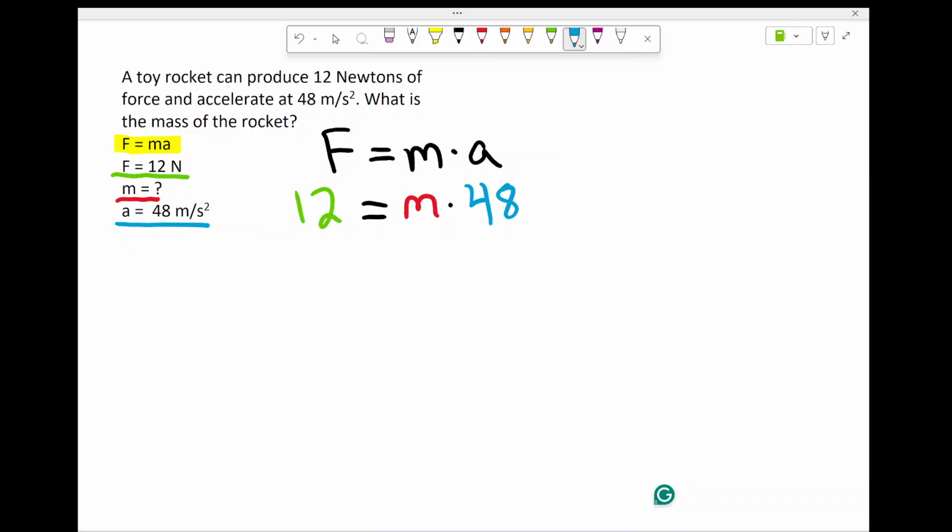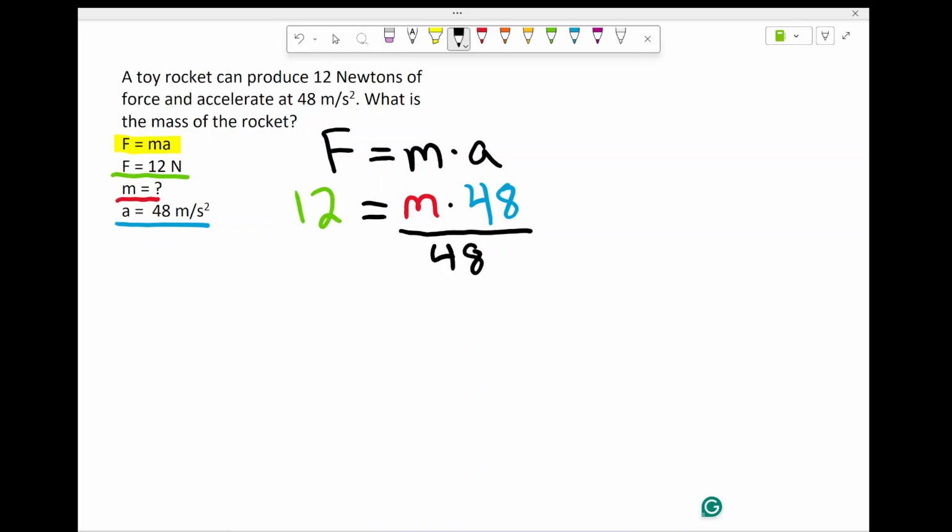Now we have to solve for m. You may be familiar with how to solve for F, for example, which is isolated to one side of the equal sign. We should know at this point we multiply m times a, no big deal. Now, because m is on the other side, currently it's multiplied by 48. In order to isolate m, we have to undo whatever is happening to it, meaning we need to find the inverse operation of multiplication. Now, the inverse operation of multiplication is division. So to get rid of that times 48, we are going to divide by 48.